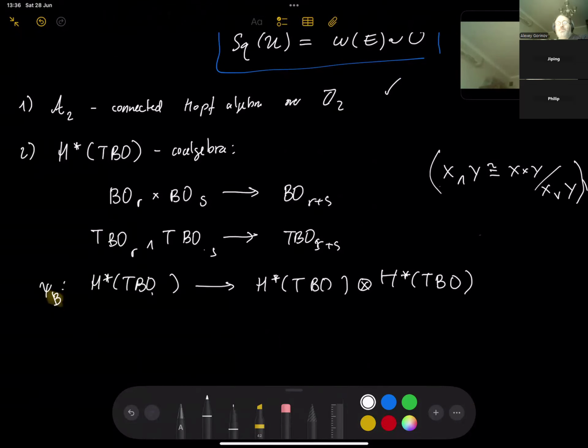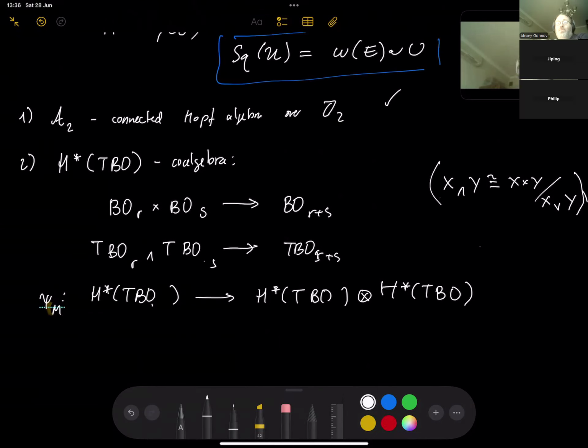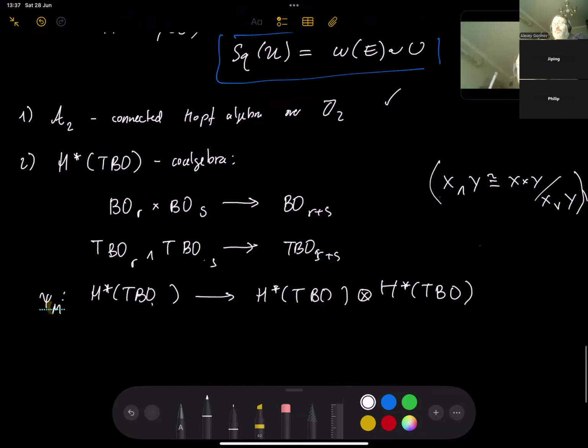Okay, well, maybe it's better to write psi M. Sure. Okay, so we have a co-product for M, which makes it into a co-algebra, and this is all we need.